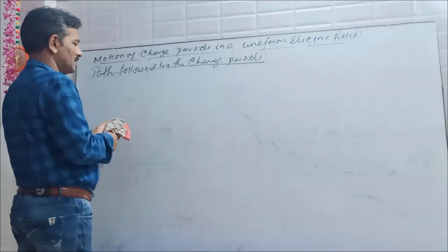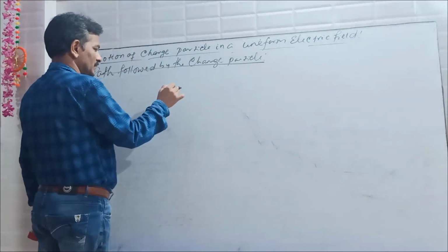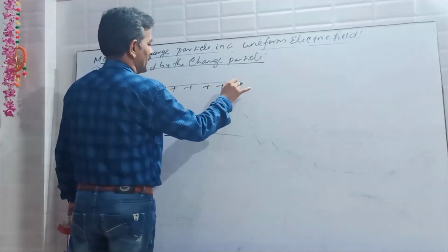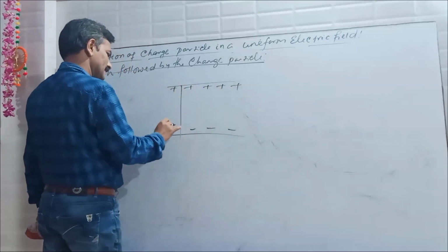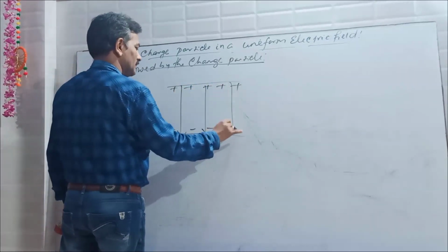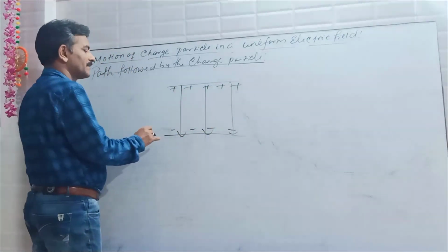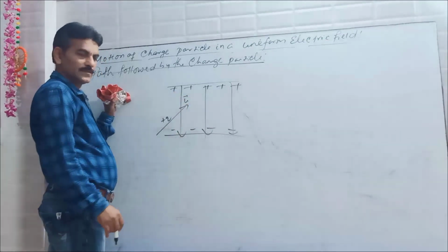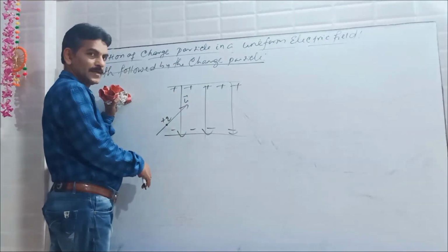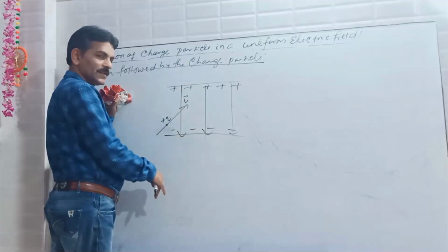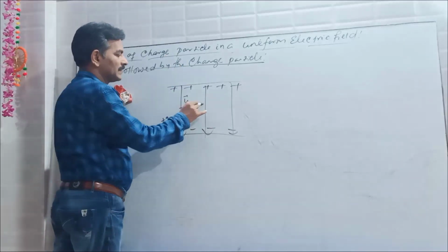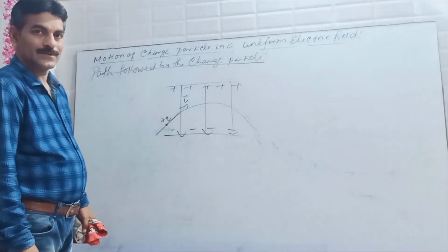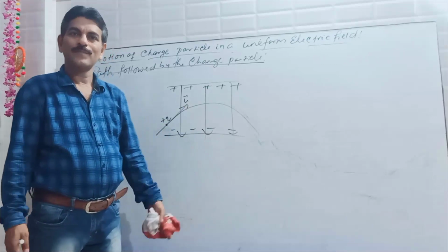You see, it is very simple. Suppose this is the representation of a uniform electric field. If a charge particle is projected like this, then what can you see? A force QE always directed vertically downward, so its path will be like this. So it is parabolic. Okay, the path followed by the charge particle is parabolic.